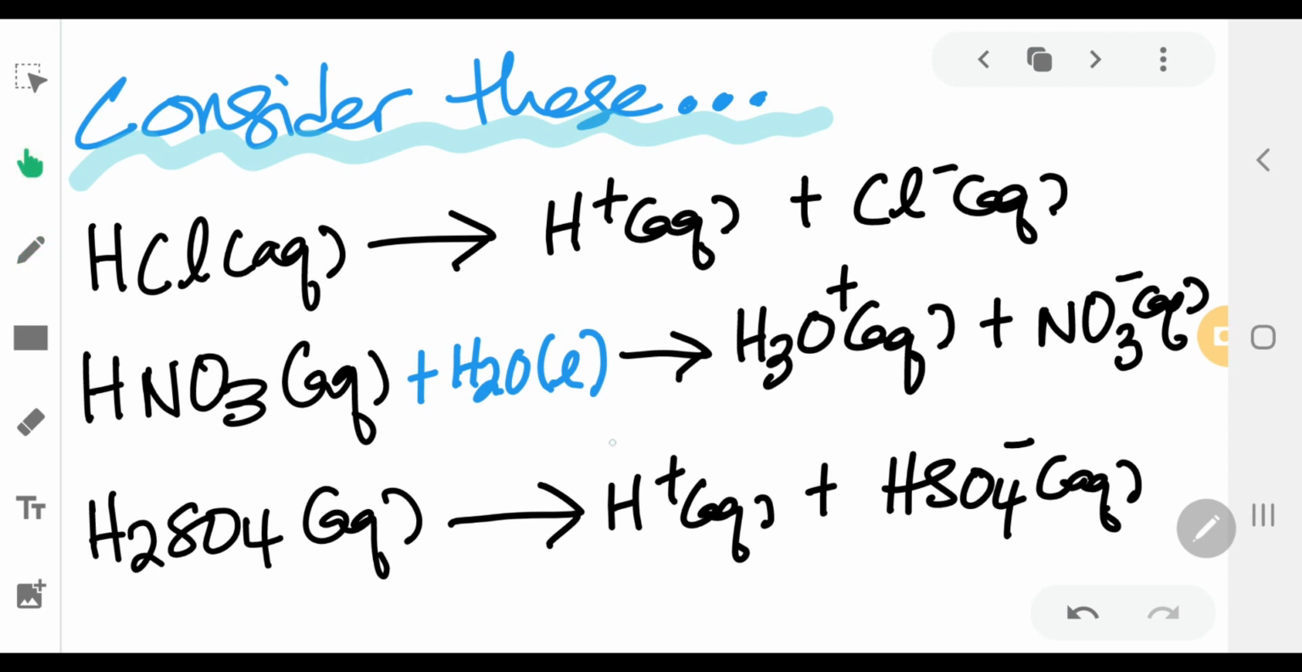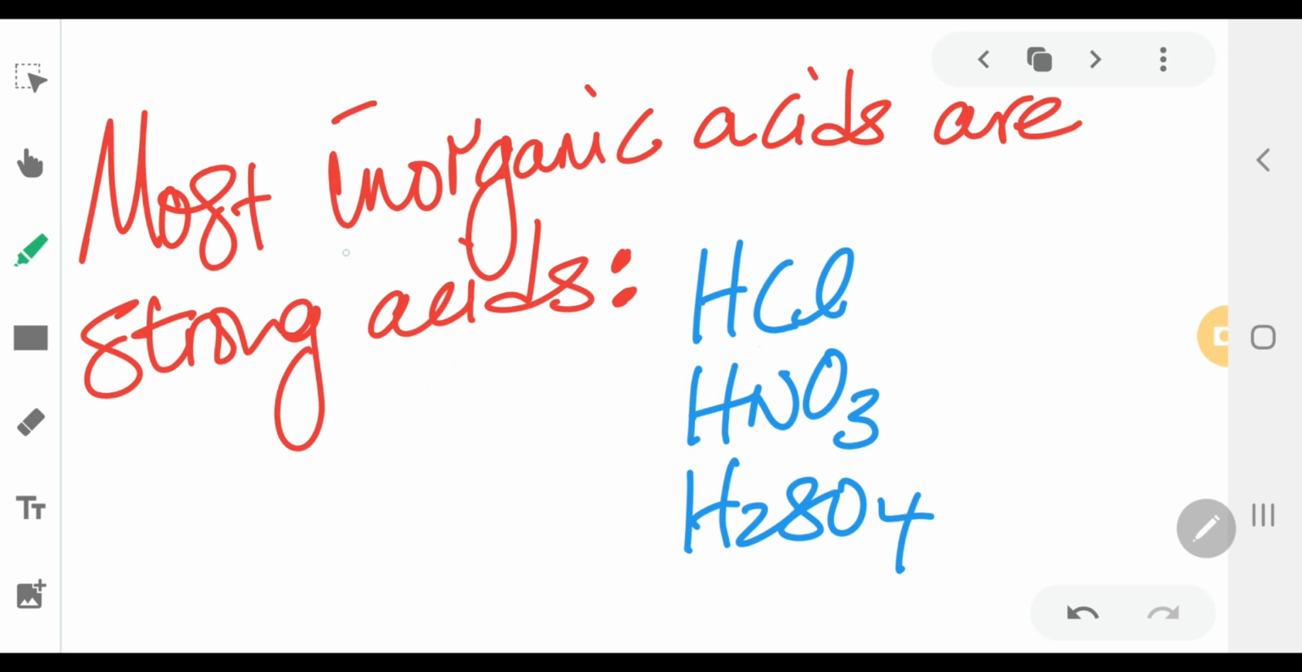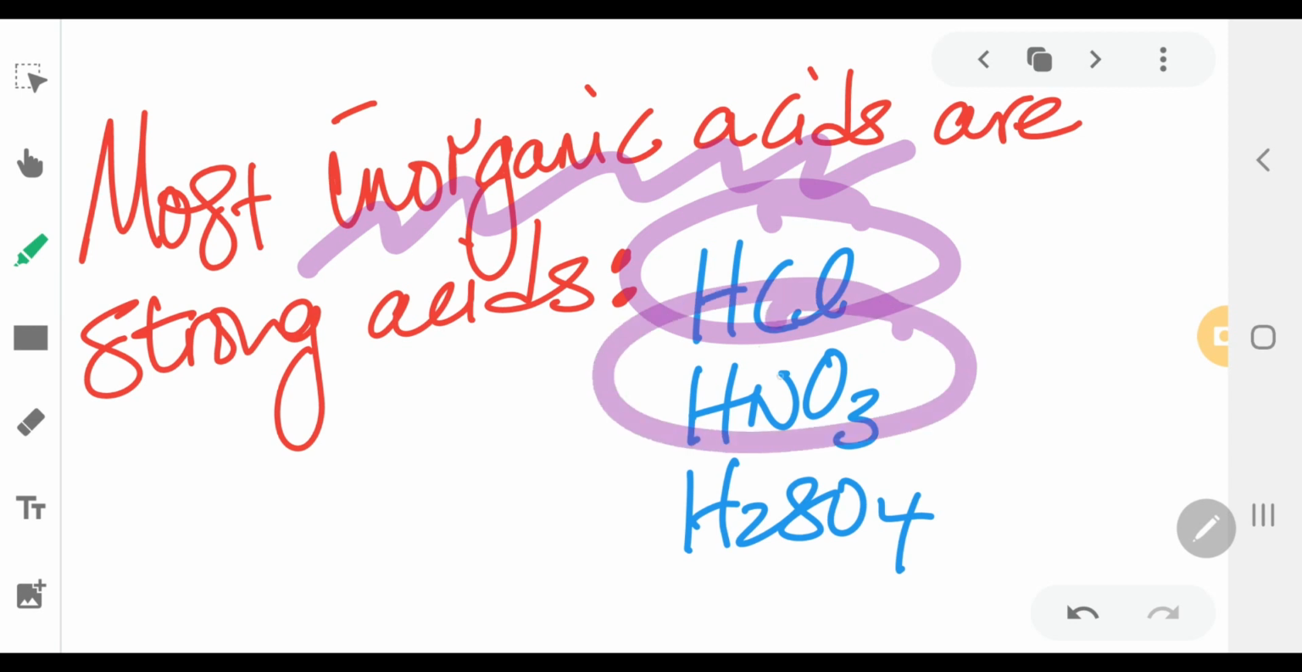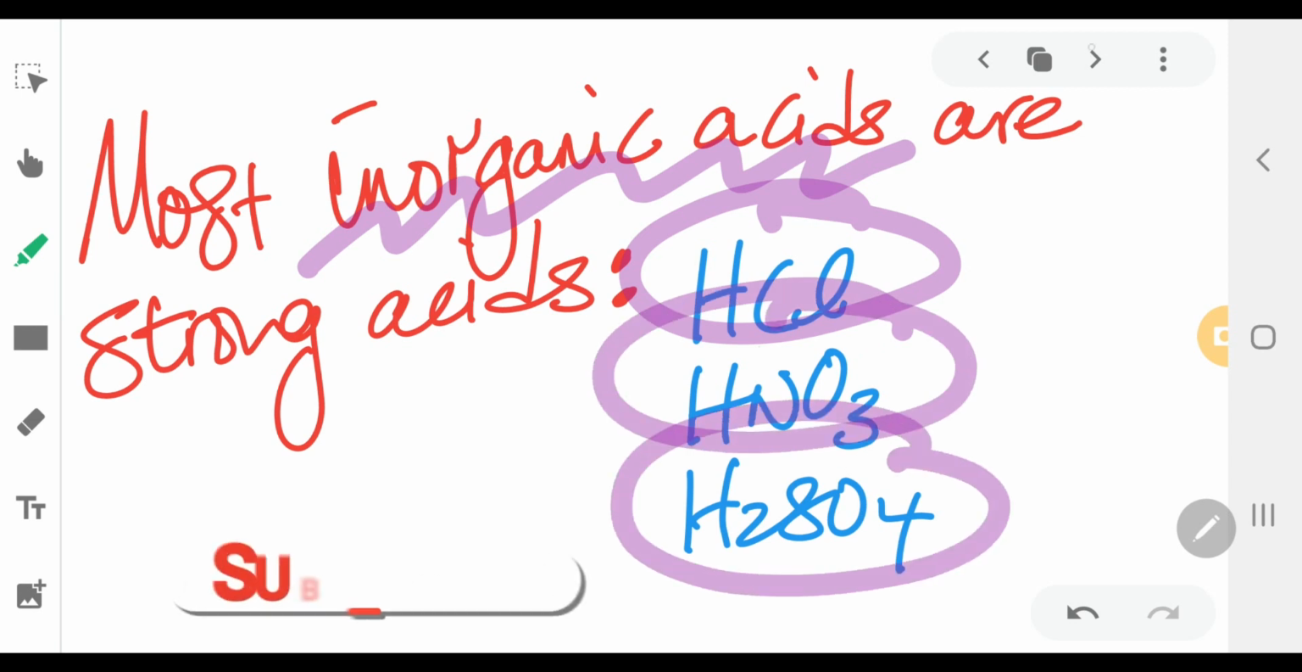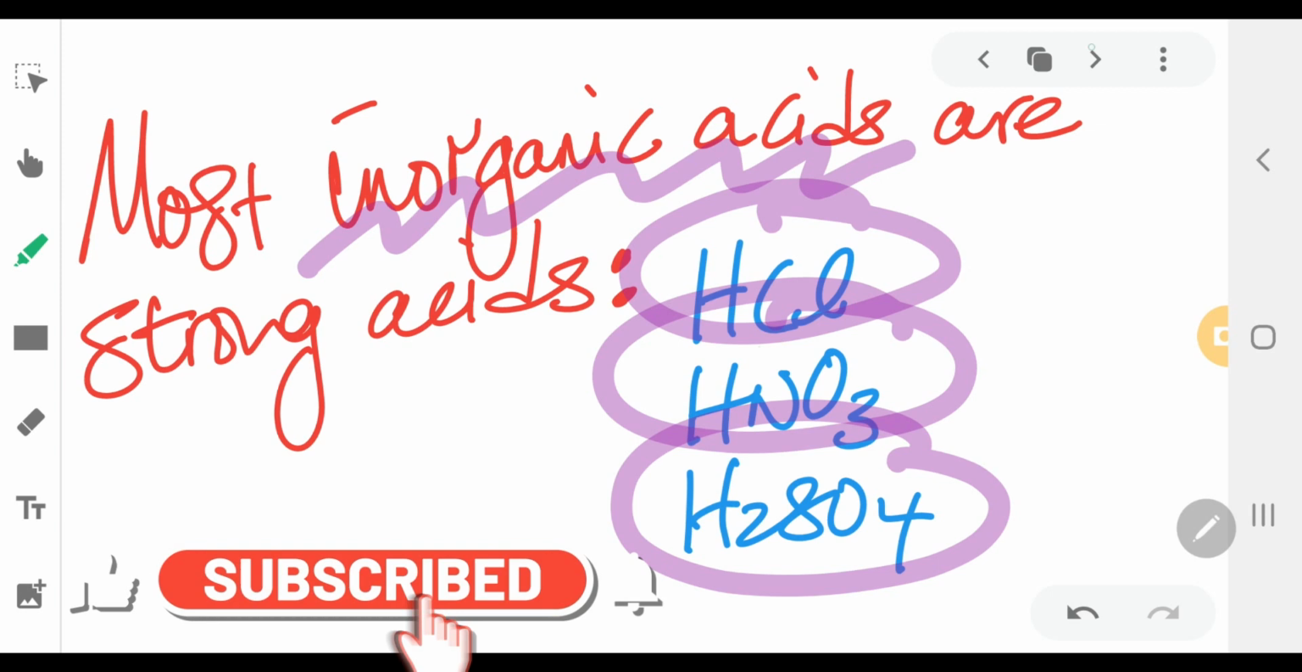Remember, guys, every single time you see this arrow being used, that is the indication that your acid is a strong acid. A piece of information that I can give you for strong acids is that most of the inorganic acids that we have, like HCl, HNO3, H2SO4, H3PO4, are considered strong acids.